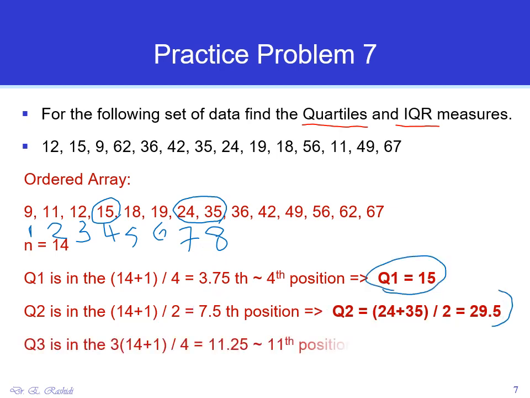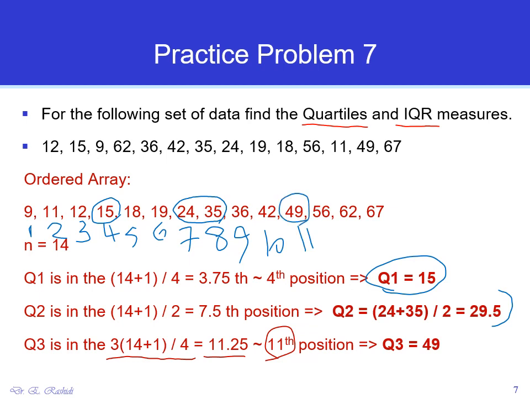Let's find the third quartile. The formula for finding the third quartile is 3 multiplied by (n plus 1) divided by 4. So that would be 11.25. So we have to use the third rule. The nearest integer to 11.25 is 11. So the 11th number would be our third quartile. The ninth number, the 10th number, the 11th number. So 49 is our third quartile.